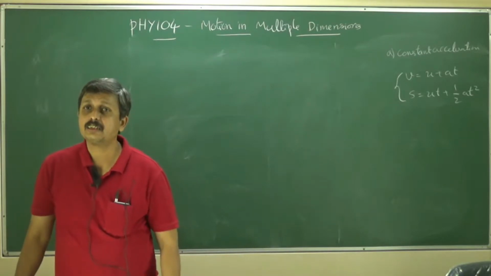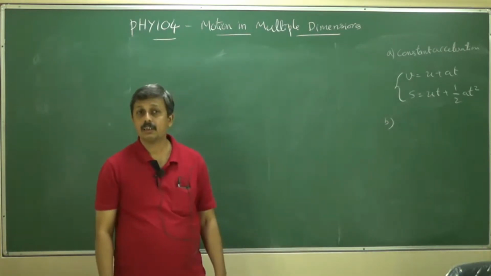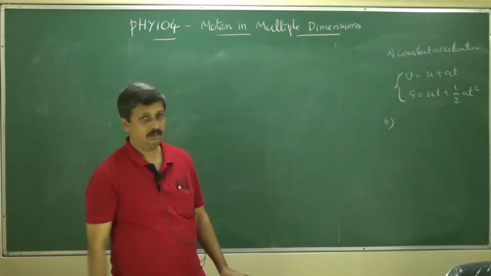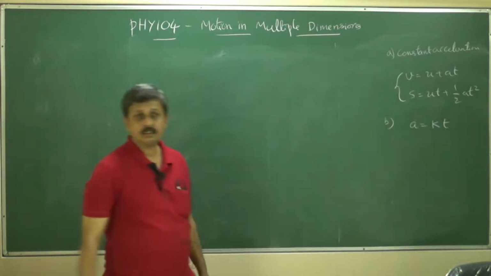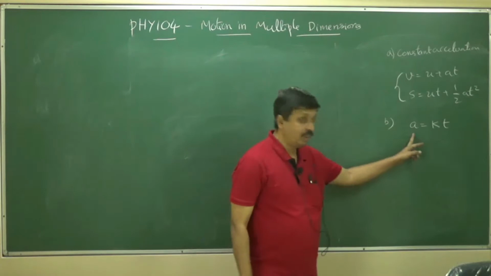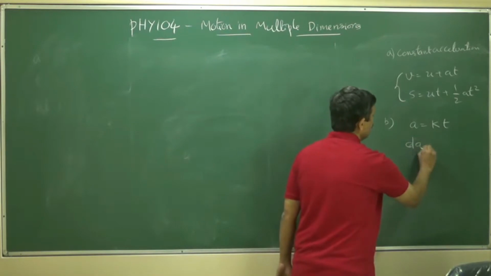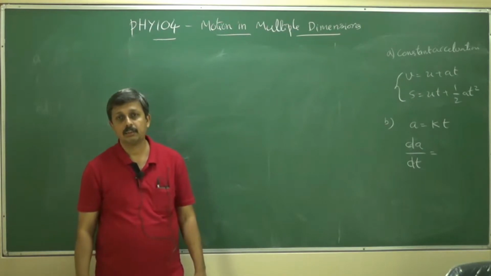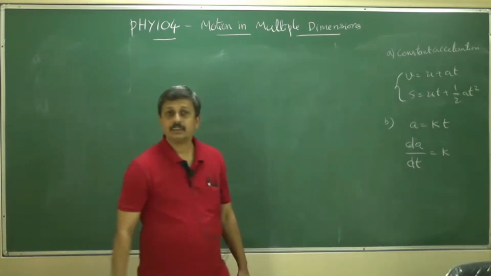Okay, and the second part is variable acceleration, but the rate at which it is varying is constant. So let us say a is equal to some k into t. That means if you take the derivative of this acceleration, dA by dt, what will be dA by dt? K. Because kt, if you differentiate, you get k. That is my condition.